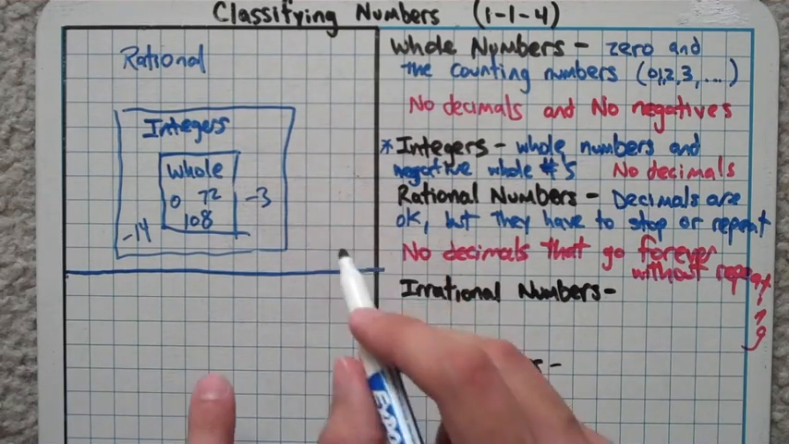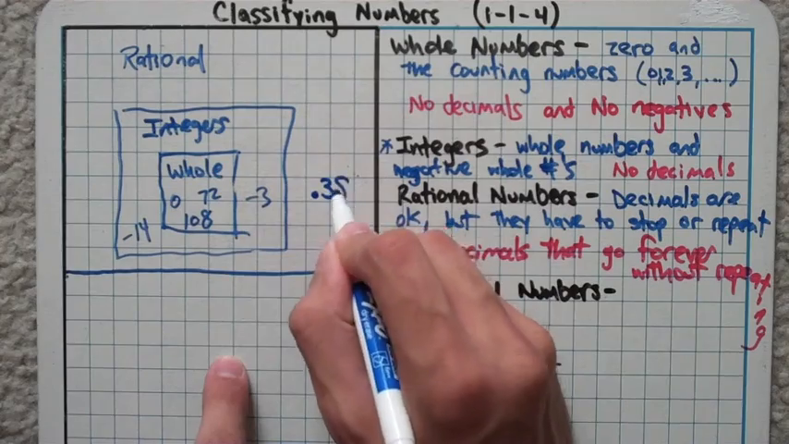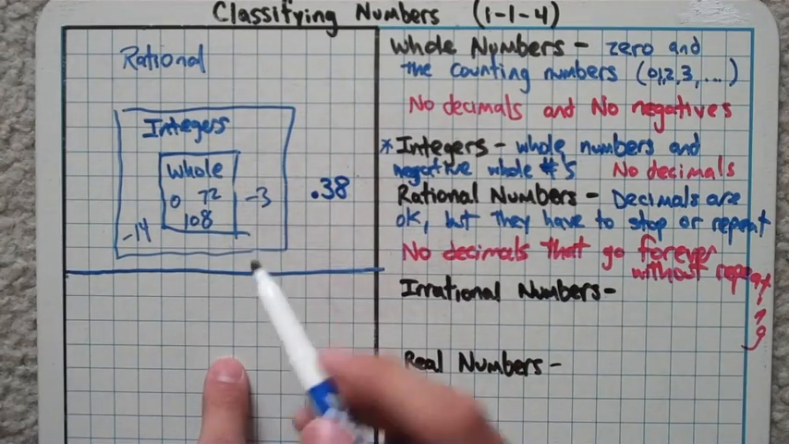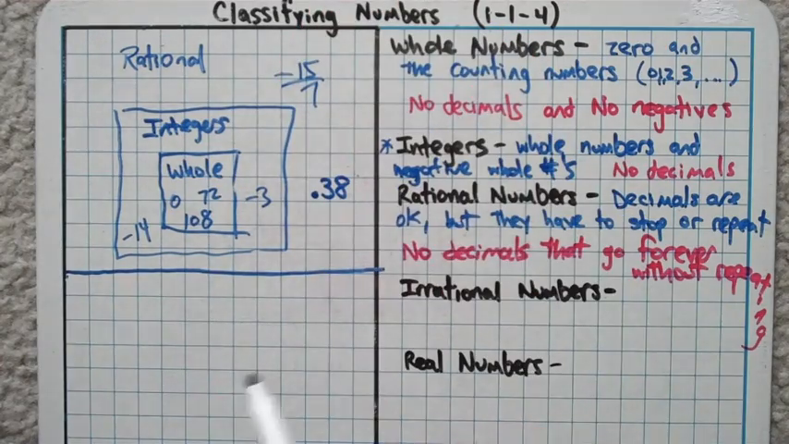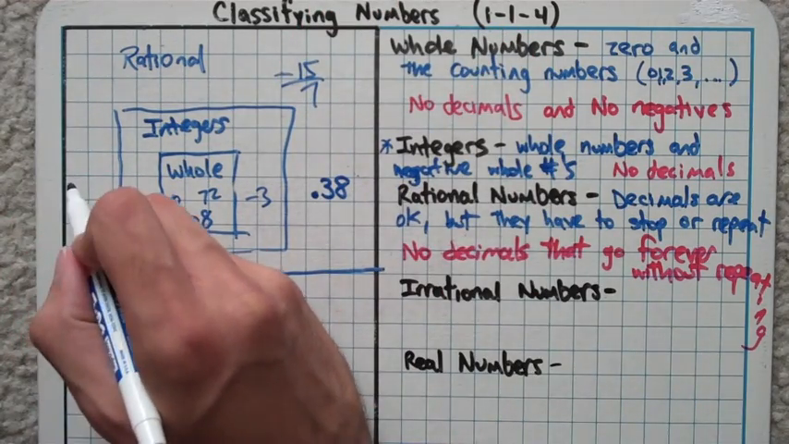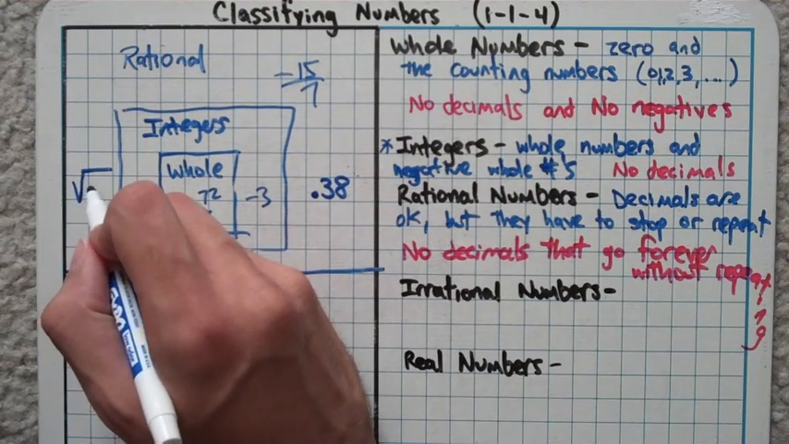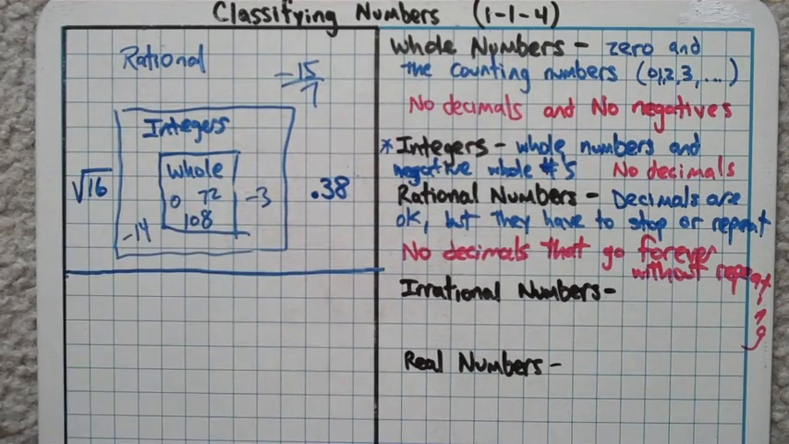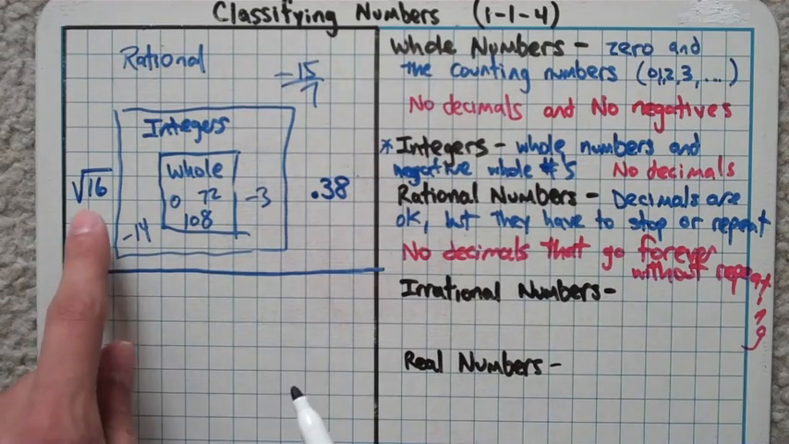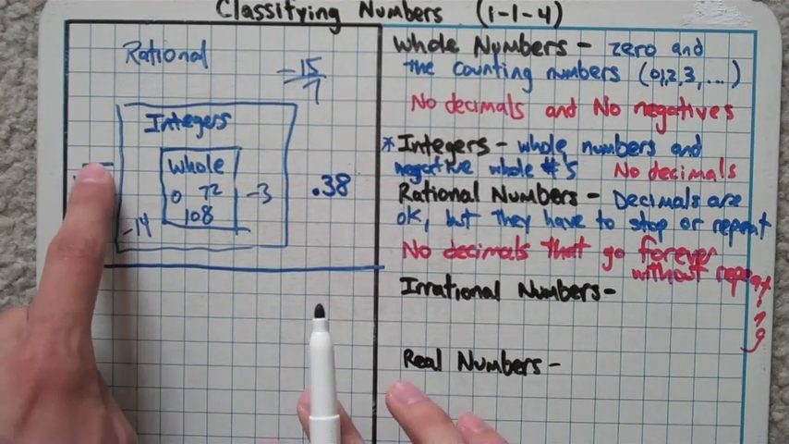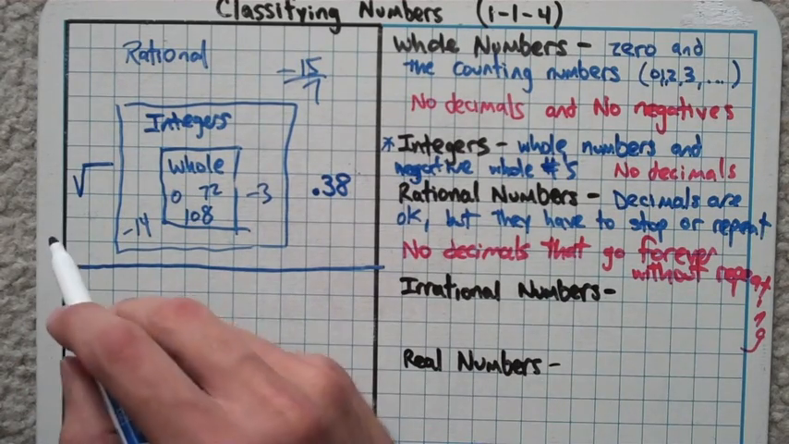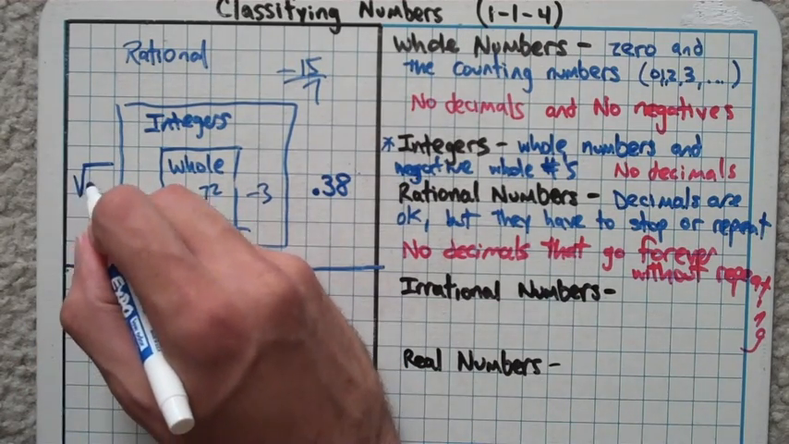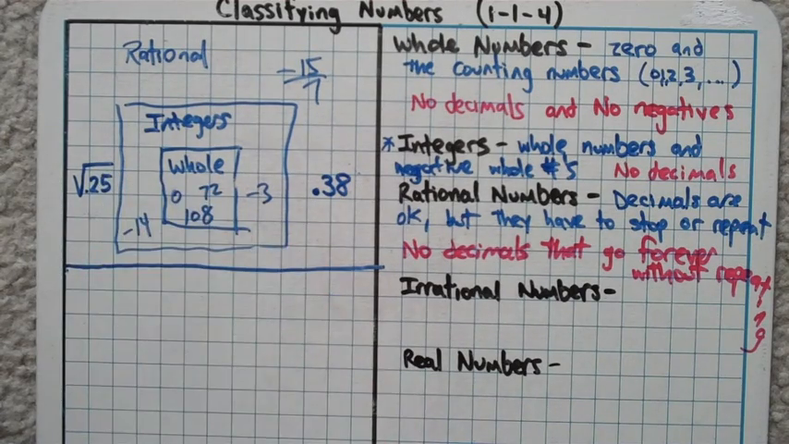But the things that are going to go in this outside box would be other decimals, like 0.38, that's not an integer or a whole number. Fractions, negative 15 over 7, and stuff like that. If I do, let's go with the square root of 16, that's equal to 4, so that's a rational, I guess that one technically wouldn't fit in here, because you could put that in an earlier box. Let me do the square root of 0.25. The square root of 0.25, if you type it in your calculator, is going to be 0.5, which is a rational number.